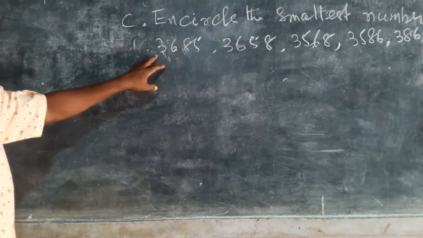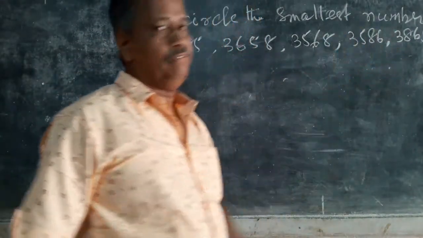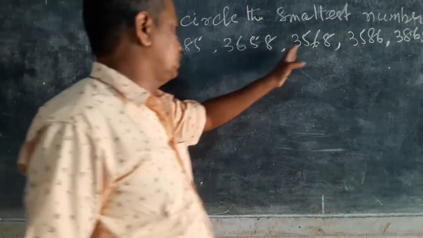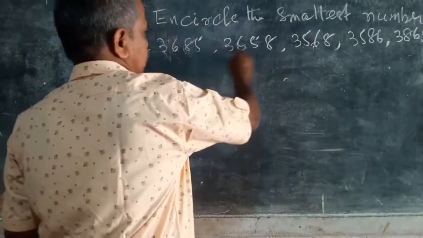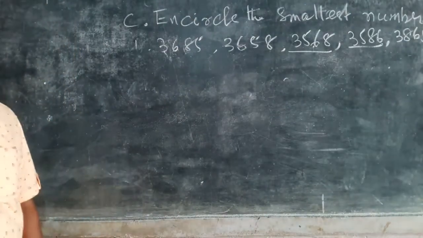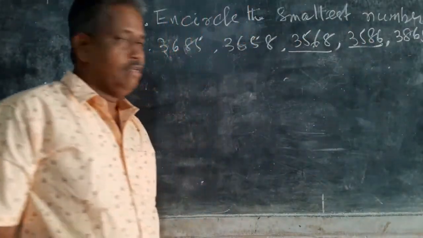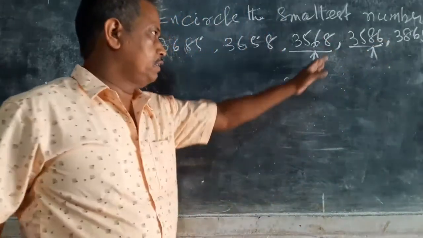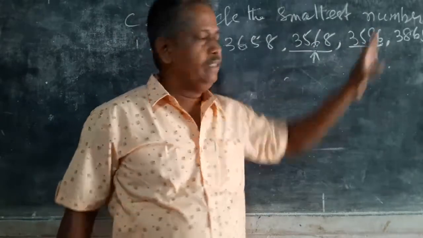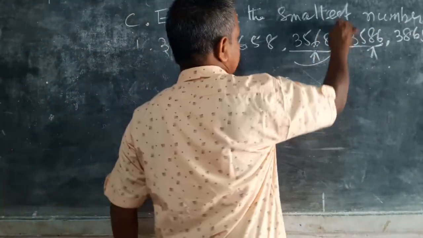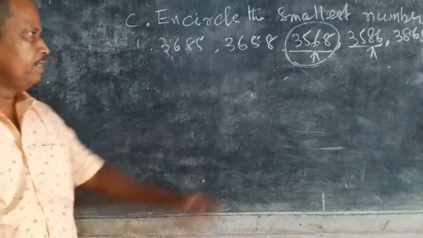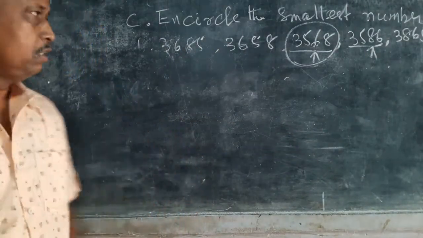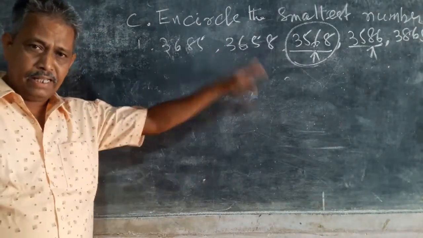First number, thousands place, here 3, here also 3. All the numbers have 3 in the thousands place. Then examine the hundreds place, here 6, in the second number 6, here 5, here 5, here 8. So out of these 5 numbers, these are smaller: 3500 and 3500. Out of these two numbers, we examine the tens place. Here in the tens place 6, here in the tens place 8. So 3568 is the smallest number out of these 5 numbers. Tomorrow we have to do all the rest of the numbers.